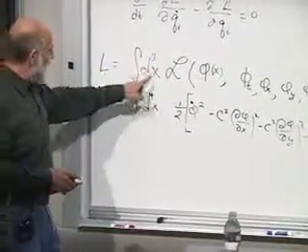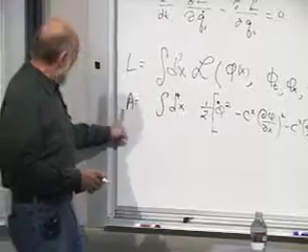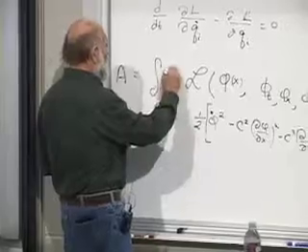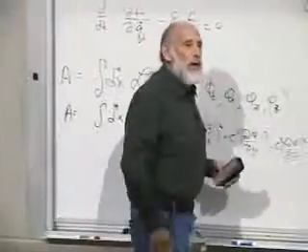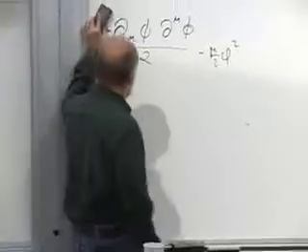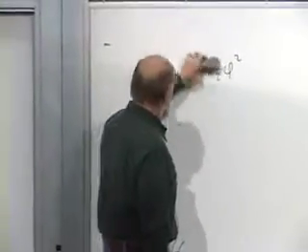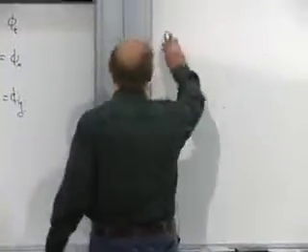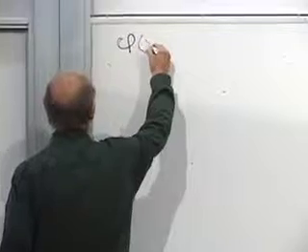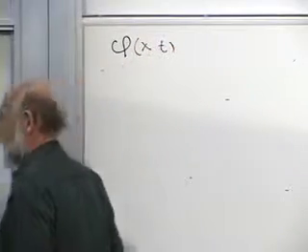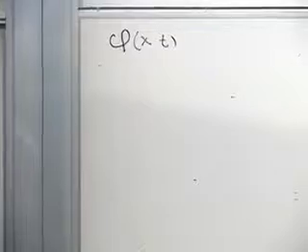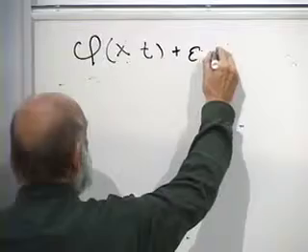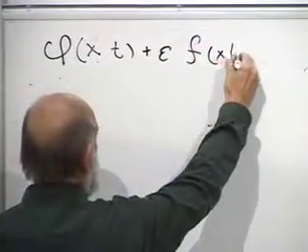L is equal to an integral d cubed x of this kind of thing here. The action, let's write the action, is the integral d4x. Well, you do exactly the same thing as in the simpler case. You say, let's suppose that phi of x and t, which I could just write as phi of x mu, but phi of x and t, let's suppose that's a solution. And now let's add plus epsilon times a function of x and t to it.